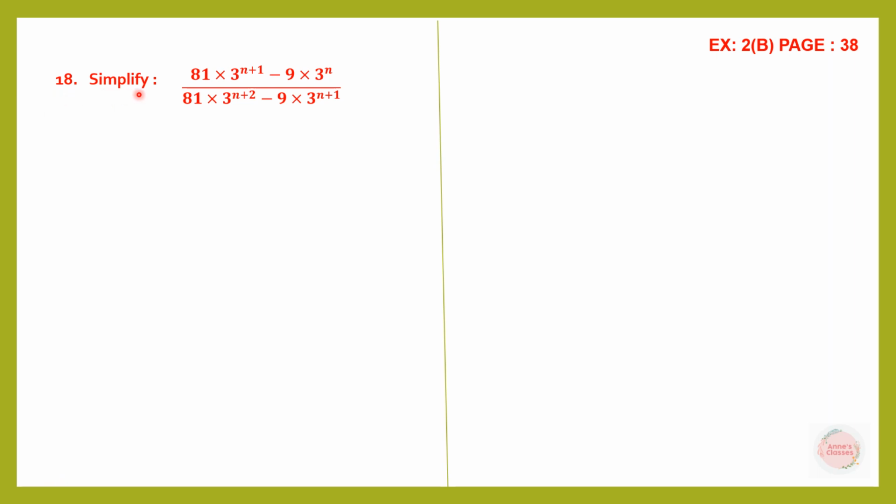Question 18, simplify. Now here we have to be very careful. Now look carefully children and see if you have any number which is not a prime number. Let's simplify that and put it in the form of prime numbers. Now 81 is not a prime number, 9 is not a prime number, 3 is a prime number. Let's see if we can put it all in the form of 3's.